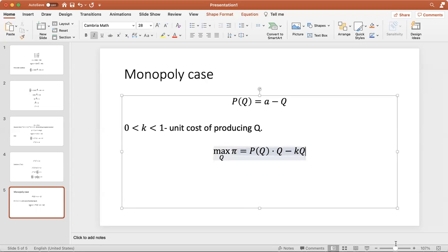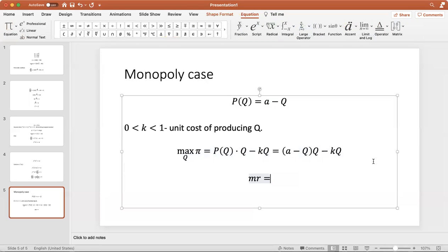Right? So that would be the objective function. Very simple, right? So we'll just have to plug in what Q is. What's that Q? So this is going to be equal to A minus Q times Q. This is your revenue, and this will be your cost. Revenue and cost. So this is where the condition MR equals MC comes from.